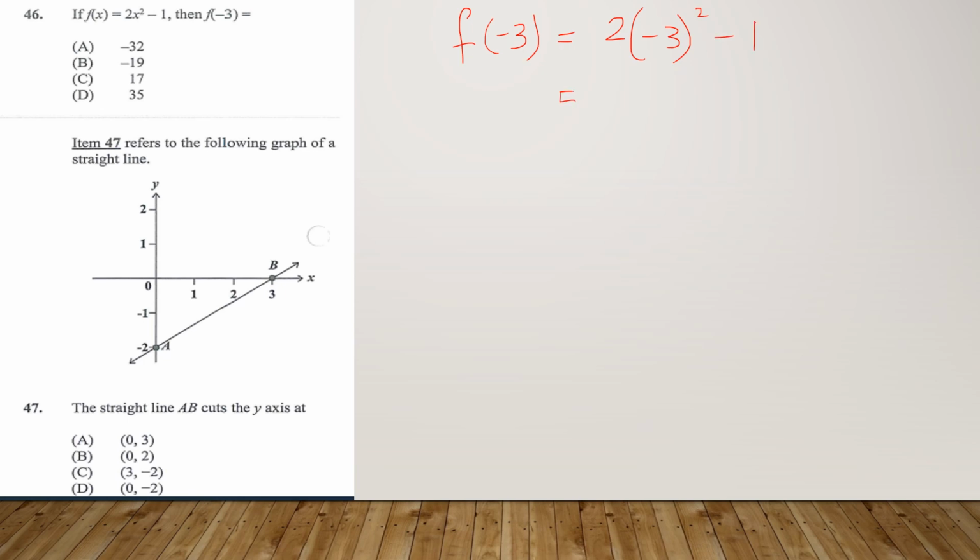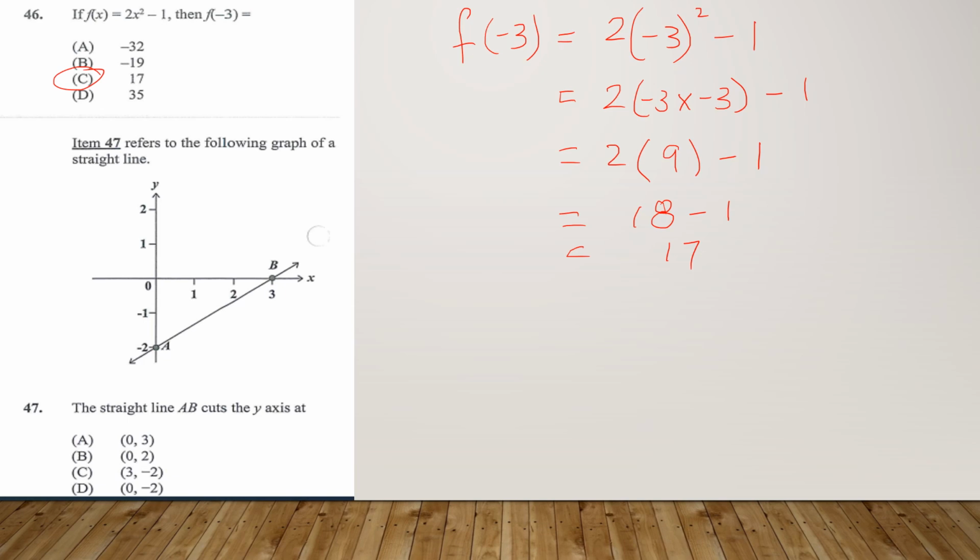So 2 by negative 3 times negative 3. That's what the square means, is second power. So 2 by negative 3 times negative 3 is positive 9. So we're going to get 18 minus 1, which is equal to 17. So the answer is C.